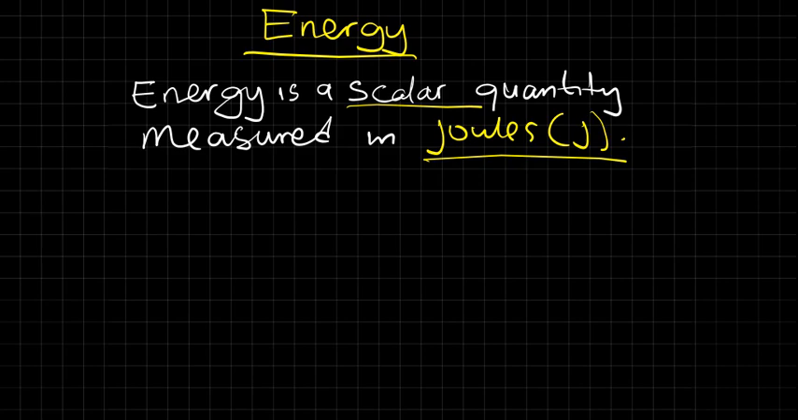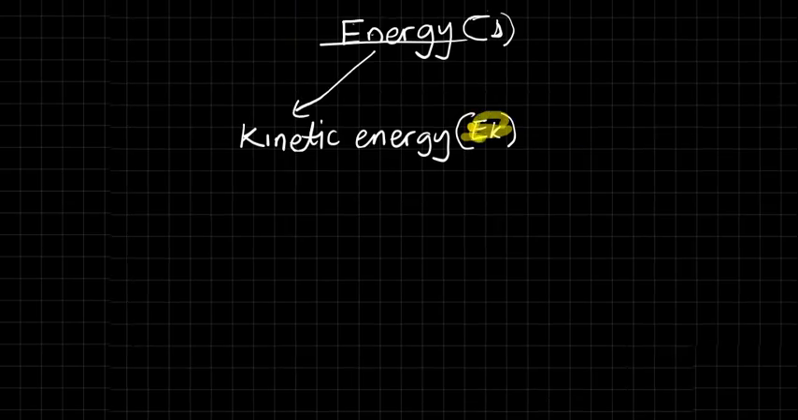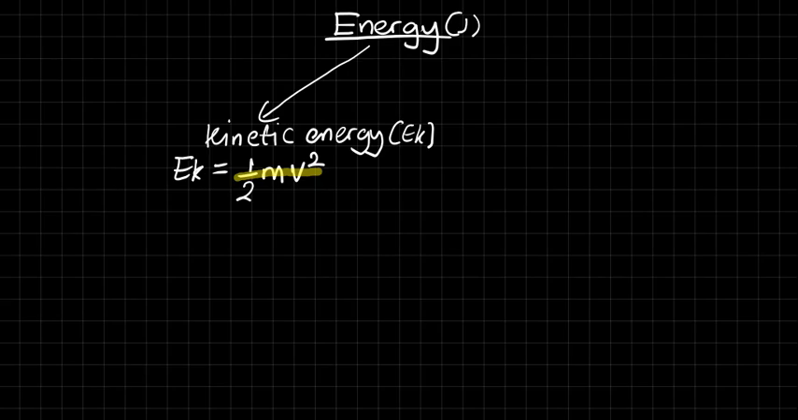One is the kinetic energy. The symbol for the kinetic energy is EK. Alright, and the kinetic energy is defined as the energy possessed by a body by the virtue of its motion or movement. So a moving object has a kinetic energy, and the formula for kinetic energy is half mv squared.